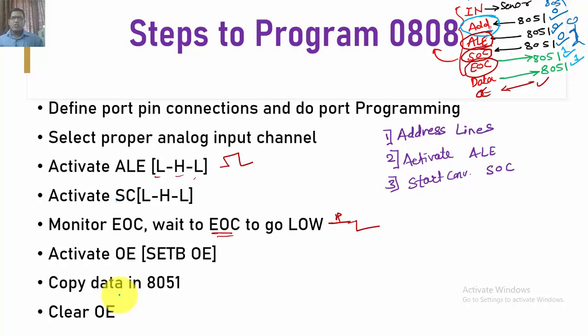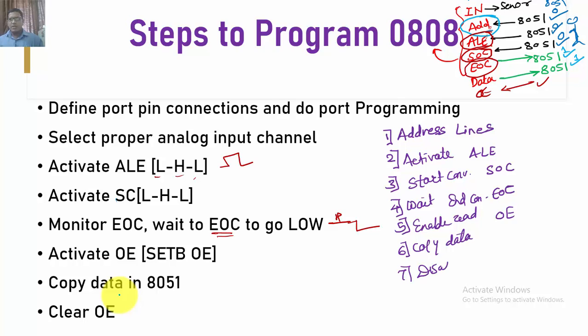Then once we send the start of conversion, wait for end of conversion, and this is done by the EOC pin. And once it is done, then enable the read option, meaning to read the data. So output enable and just copy the data. And once we have copied the data, then go with disabling the data here, right? Again the OE pin, and here the output lines. So these are the pins sequentially we have to utilize for the programming of the 0808.